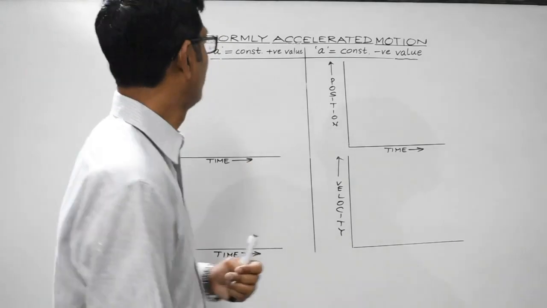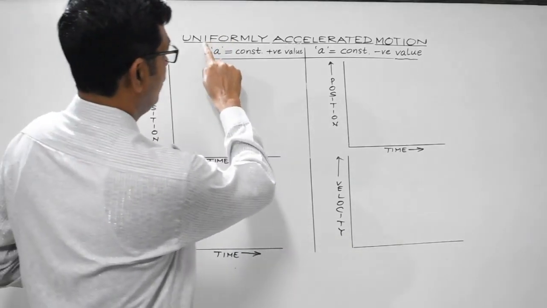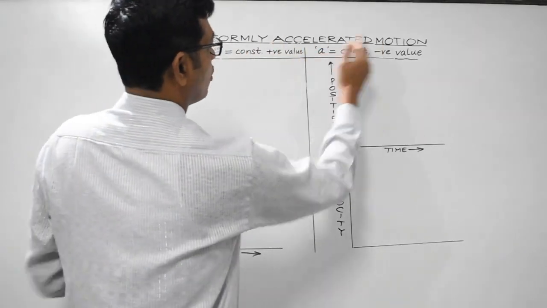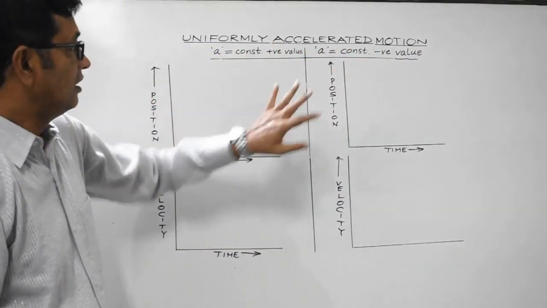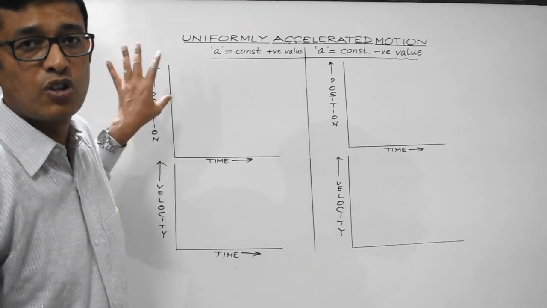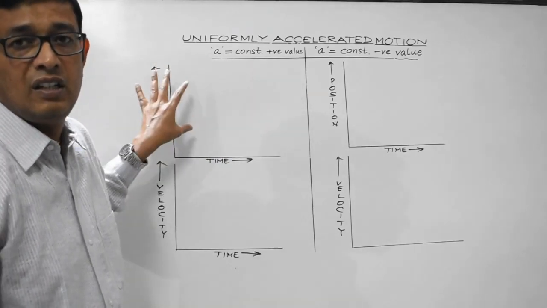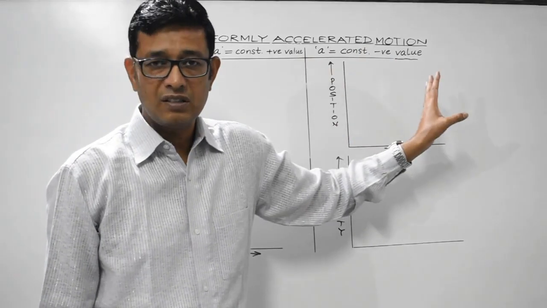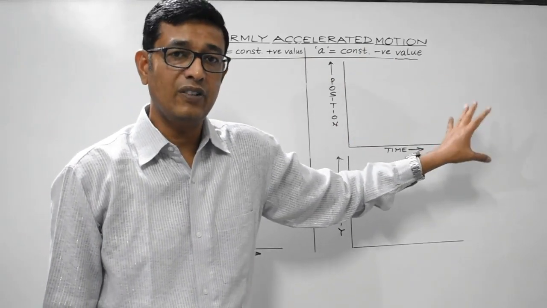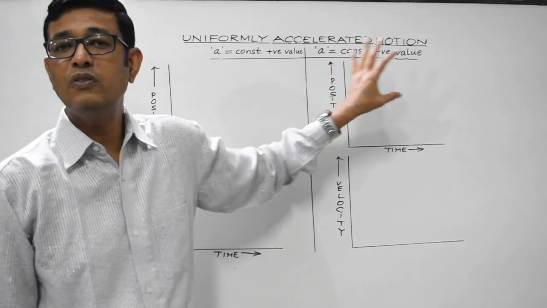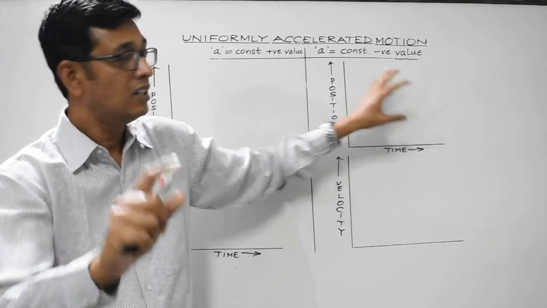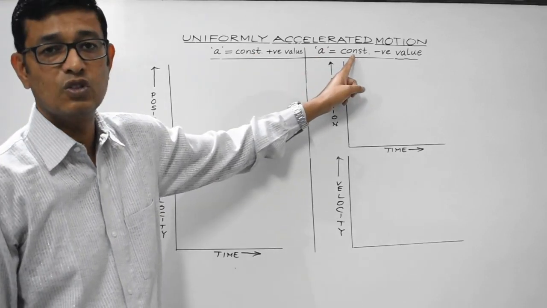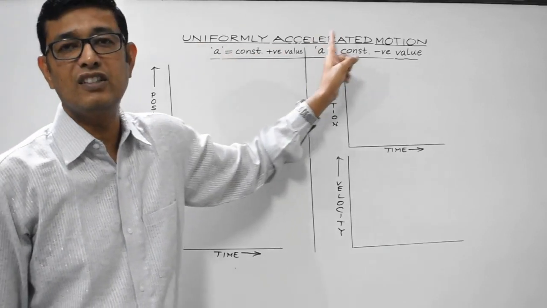Right? So what we'll do is, we will bifurcate uniformly accelerated motion into two categories. This is uniformly accelerated motion when the value of a is positive, and this is the case of uniformly accelerated motion when a is having negative value. So it is the case of acceleration, and it is the case of retardation. But mind it, in both the cases the value of a is constant. So that is why it is the case of uniformly accelerated motion.